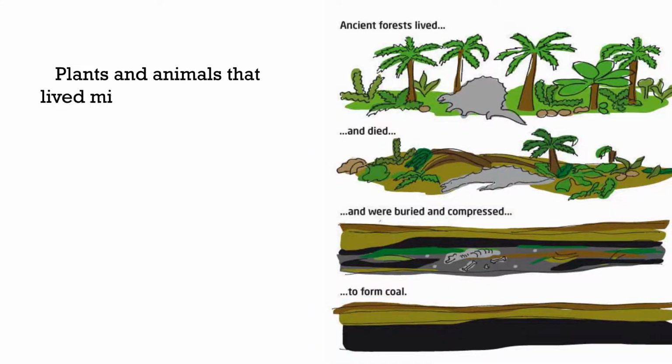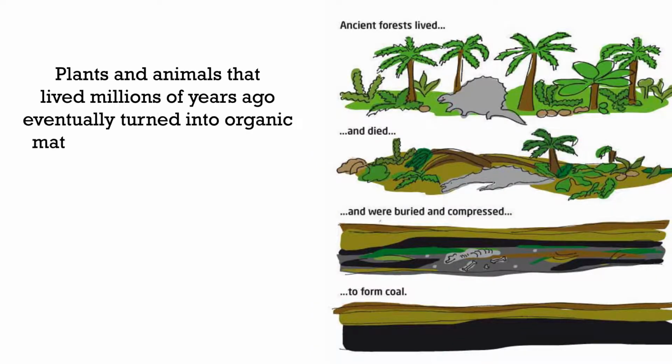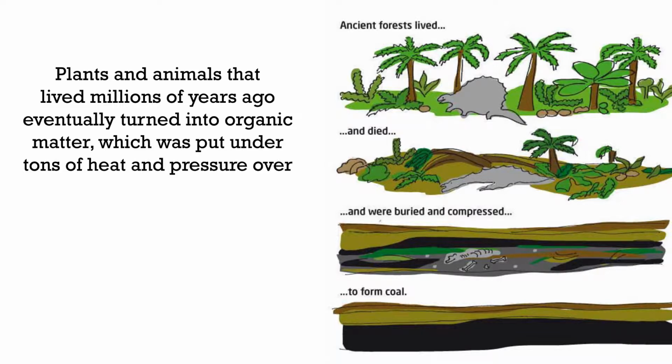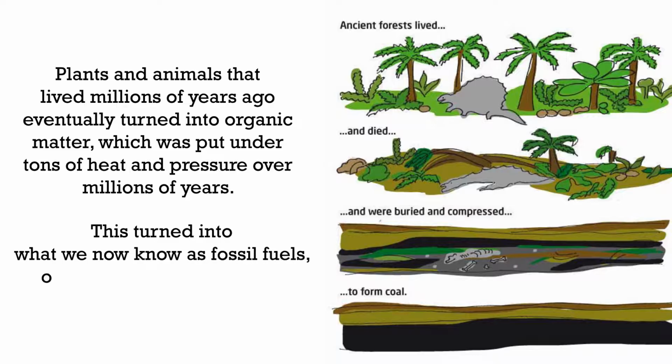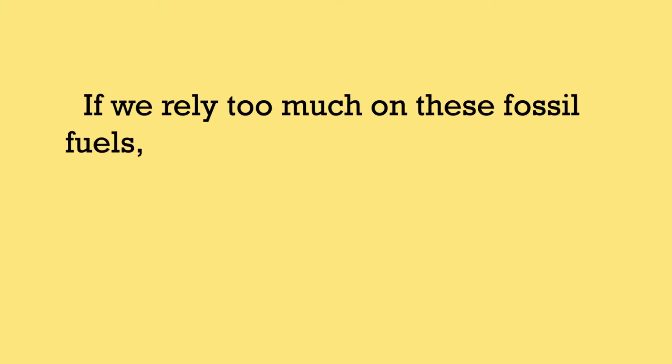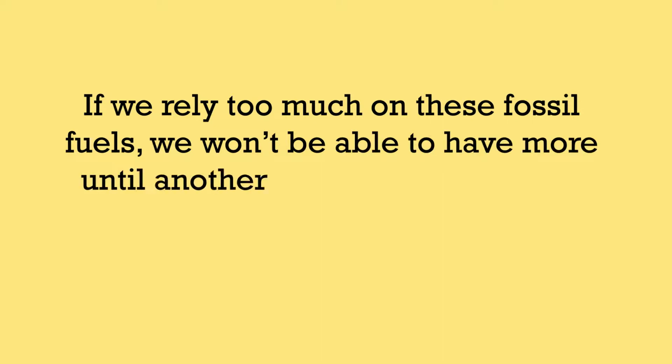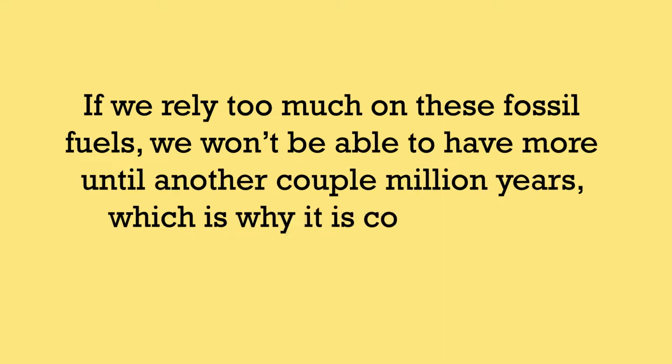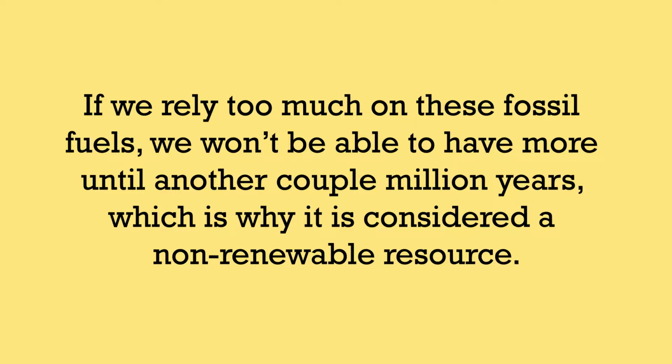Plants and animals that lived millions of years ago eventually turned into organic matter, which was put under tons of heat and pressure over millions of years. This turned into what we now know as fossil fuels, or coal, oil, and natural gas. If we rely too much on these fossil fuels and use it all up, we won't be able to have more until another couple million years, which is why it's considered a non-renewable resource.